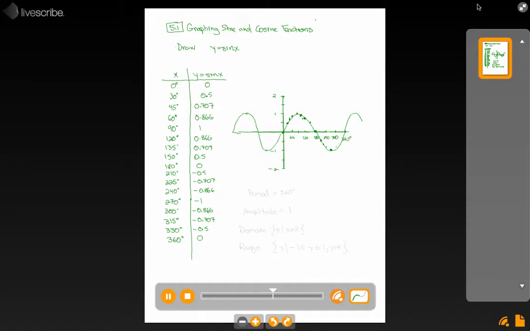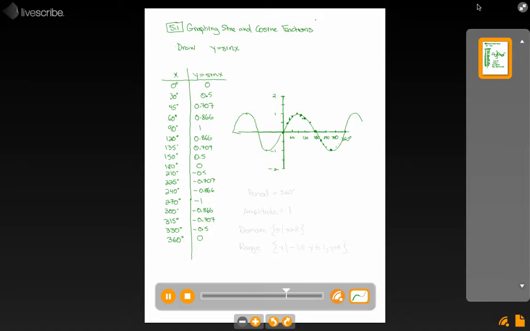Now the values repeat themselves, but they do go negative, and so at 210 degrees I'm at negative 0.5, then I'm at negative 0.707, negative 0.866, at 270 I'm at negative 1. That's as low as this graph ever goes. It starts to come back up, and eventually back to 0 if you plot your points. Now if I just play connect the dots, I see the shape of a sine curve.